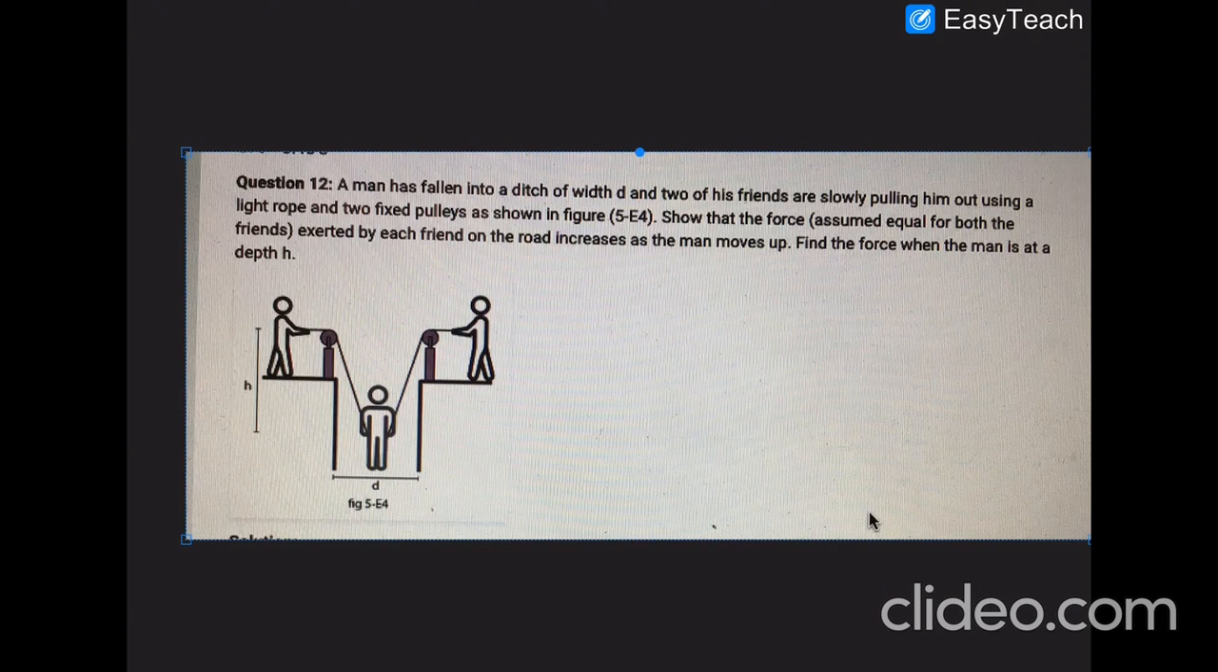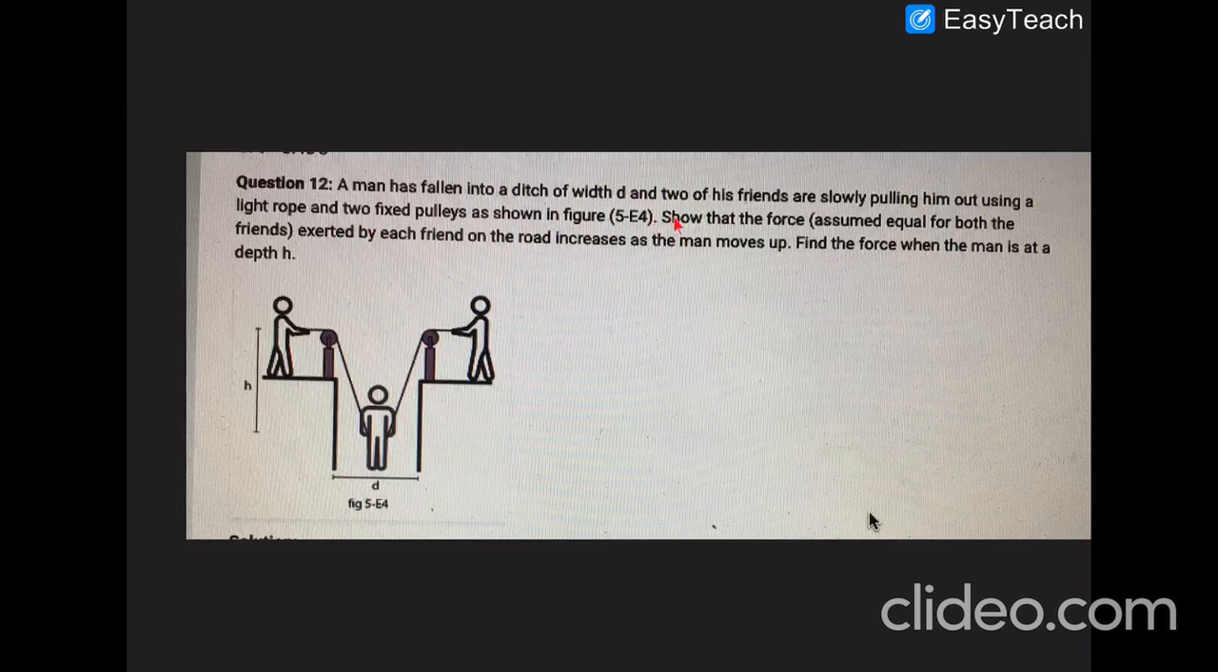So let us understand the problem. Suppose it is told that a man has fallen into a ditch of width d. You can see it in the figure. Two of his friends are slowly pulling him out using a light rope. Okay, this rope is light and they are slowly pulling him out. And the two fixed pulleys are as shown in the figure. So these are the pulleys that are actually fixed.